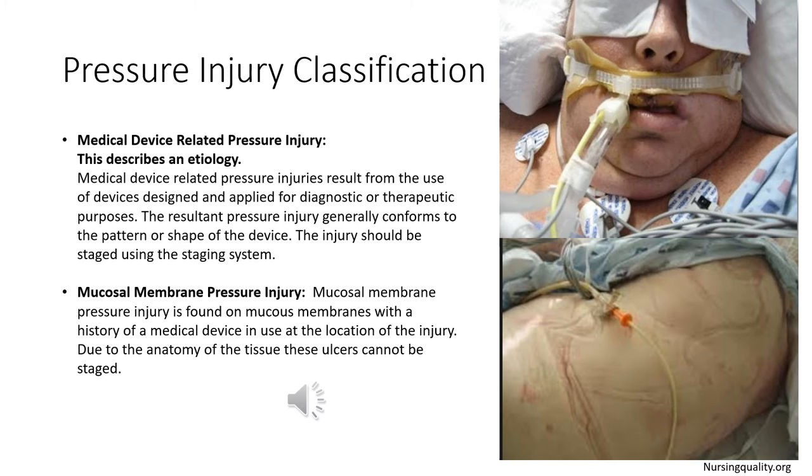A mucosal membrane pressure injury is found on mucous membranes with a history of a medical device in use at that location. Due to the anatomy of the mucosa, you cannot use the staging system for these types of injuries, and you just call them a mucosal membrane pressure injury.